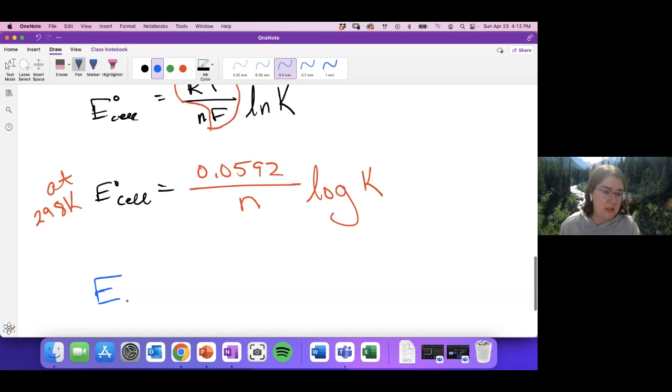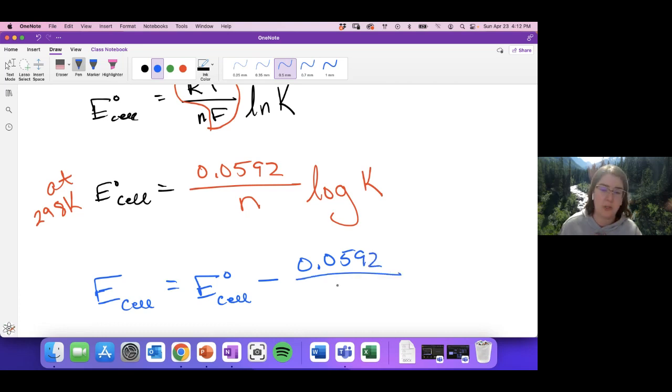And then if we wanted E-cell, not standard, we could do that too. Here I did actually just grab 0.592, without the different temperature version, times log of Q.